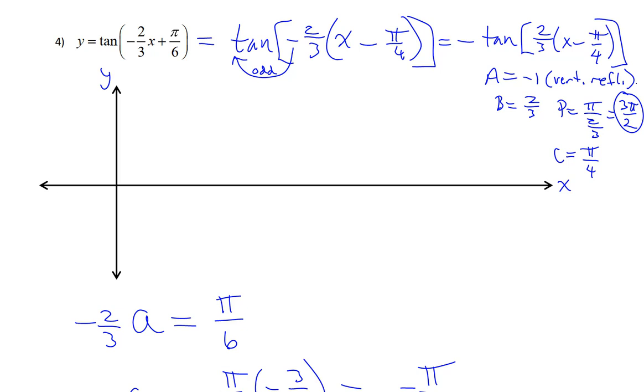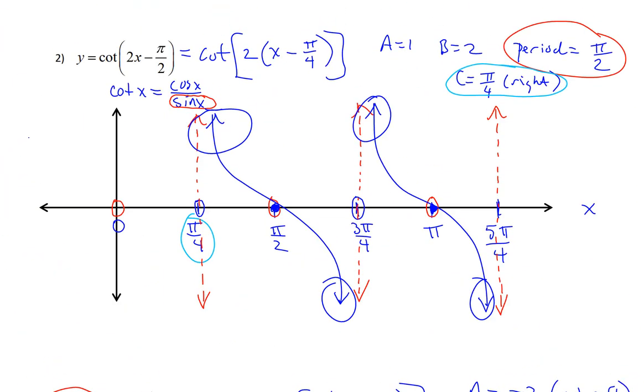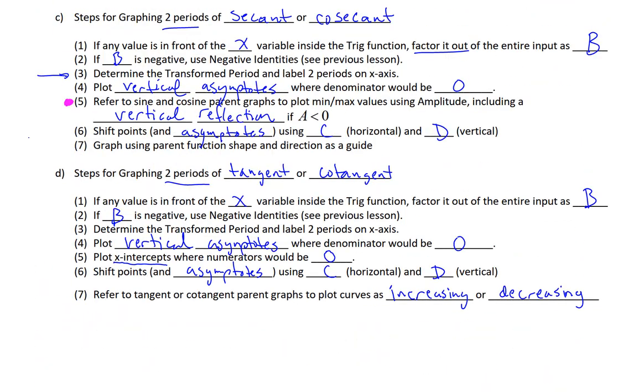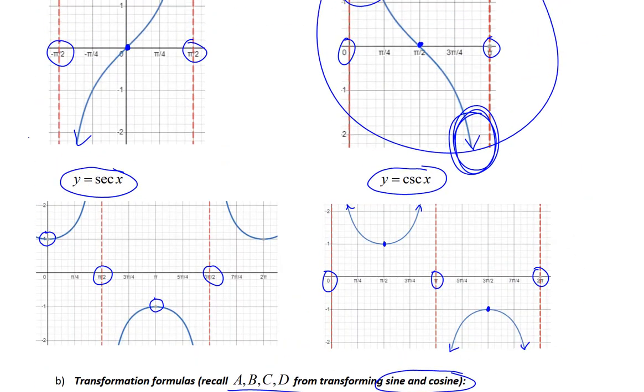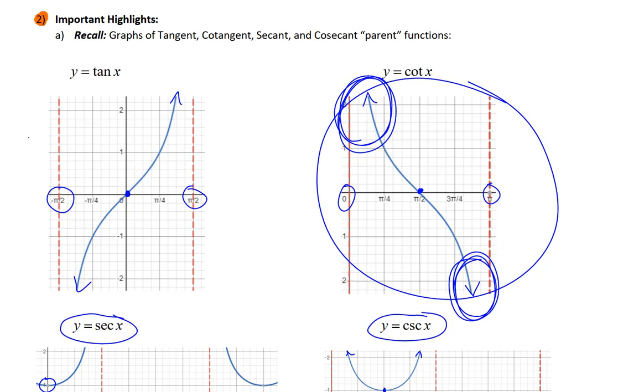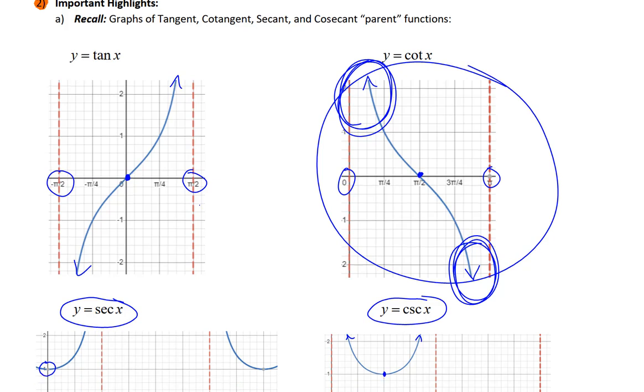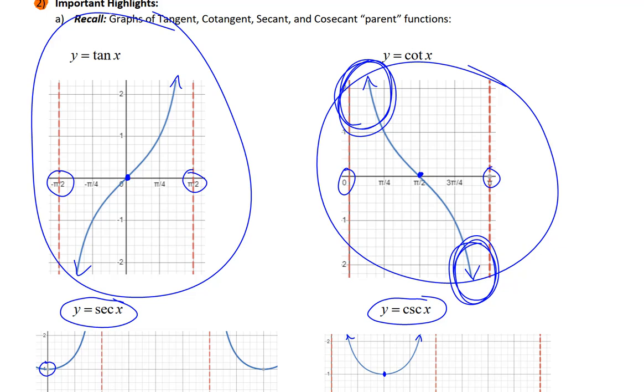However, let's remember something very important. If you go way back up to the parent function for tangent, which we brought in as some review in this topic, and which we established a little more introductorily in the previous topic, let's look again at the parent function for tangent. What do you observe about this, maybe in comparison with the parent function for cotangent that's next to it?